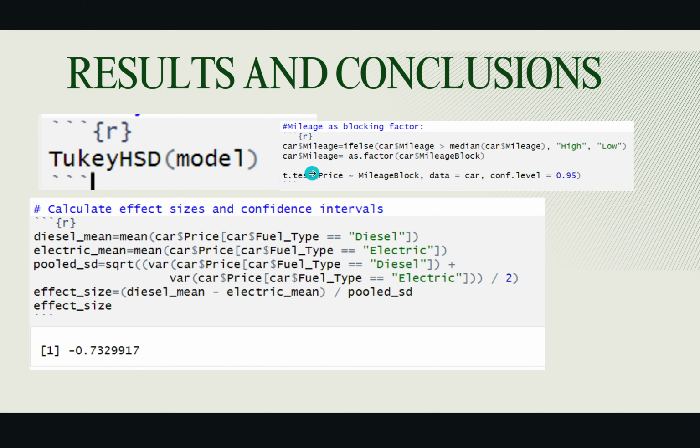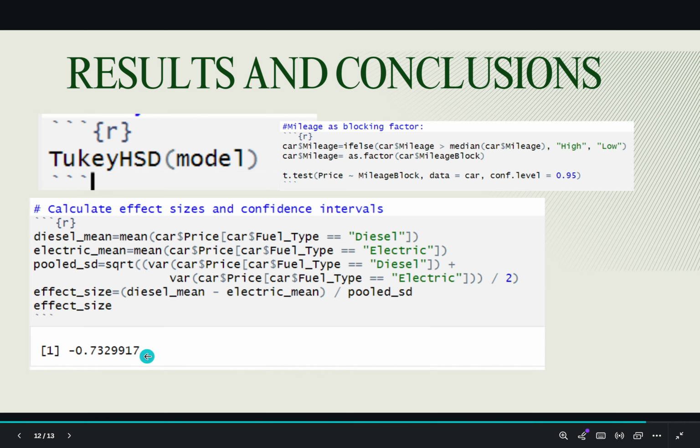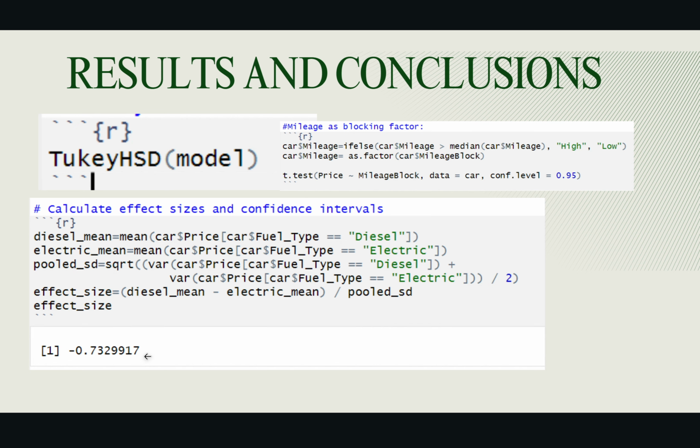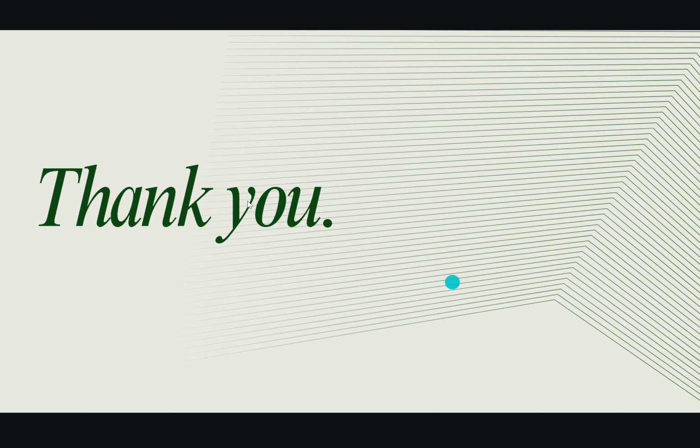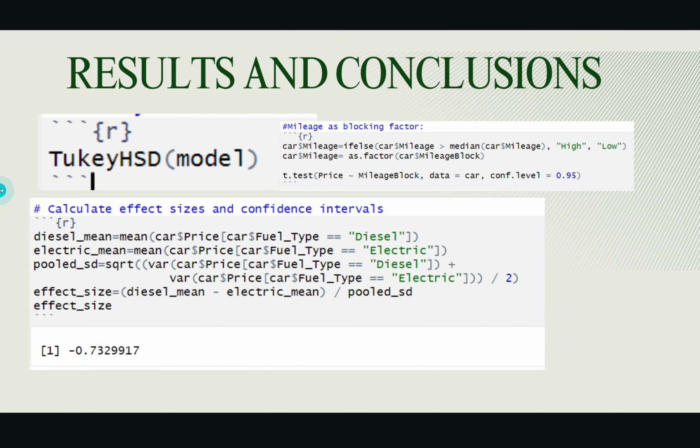I apologize, my t-test was not working correctly, so I was not able to provide a value for that, but I did do mileage as a blocking factor, just as it could possibly affect the two-way ANOVA model, and then I calculated the effect size, getting this number, and I apologize again, my confidence interval also was not working. And overall, going back to the results and conclusions, it was evident that there was an effect with the price and mileage. I apologize, the fuel type and the mileage did have an effect on the price, as they both vastly showed through the two-way ANOVA model.